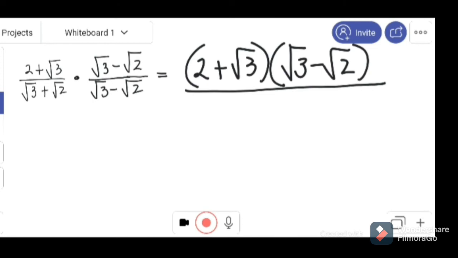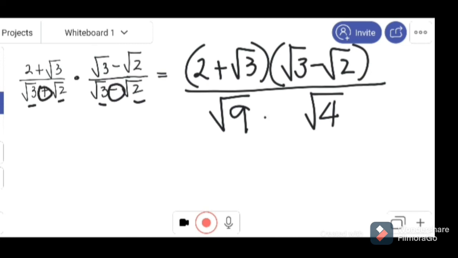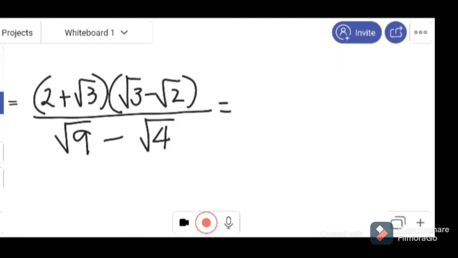And in the denominator, applying sum and difference of two binomials, we have 3 times 3, the square root of 9, and 2 times 2 is the square root of 4. Sum and difference of two binomials, minus. Using the FOIL method, first term, last term, inner term, and outer term.